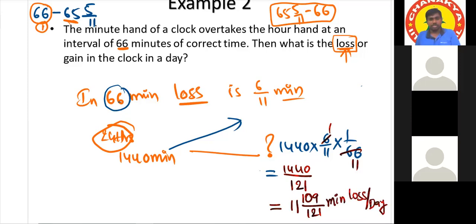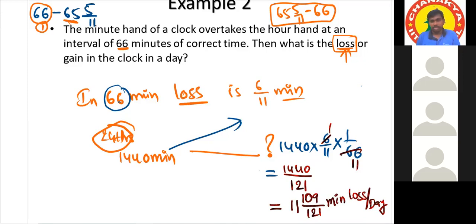Okay, see, you asked just now. Today if you set the time at 6 o'clock for this clock, and tomorrow if you see what is the time in that clock at 6 o'clock only, it will be with a loss of 11 minutes and 109 by 120 minutes. 109 by 120 minutes loss will be there.